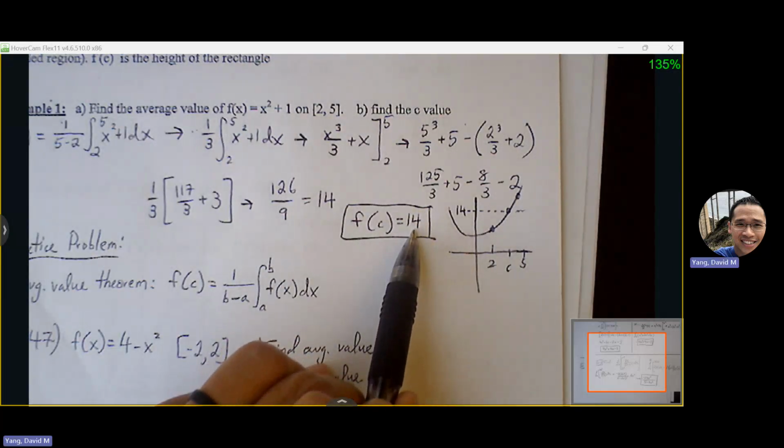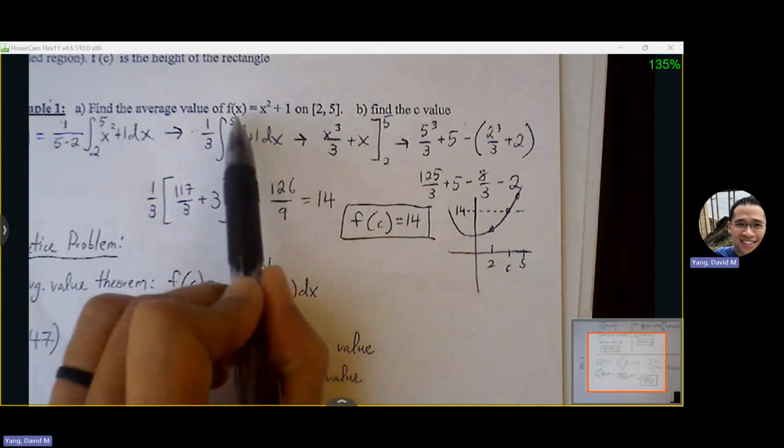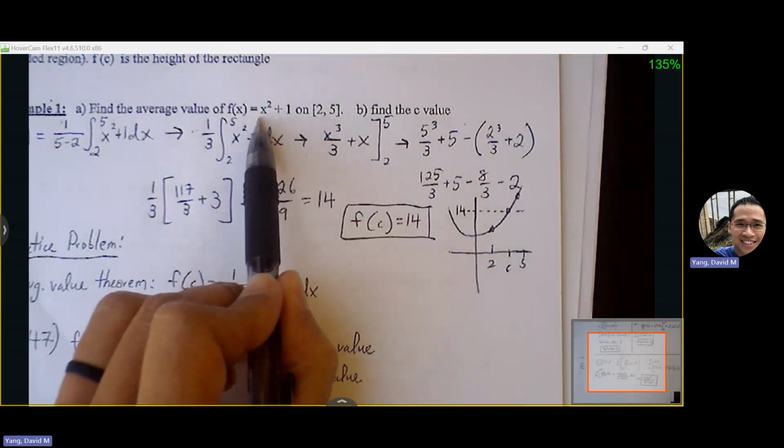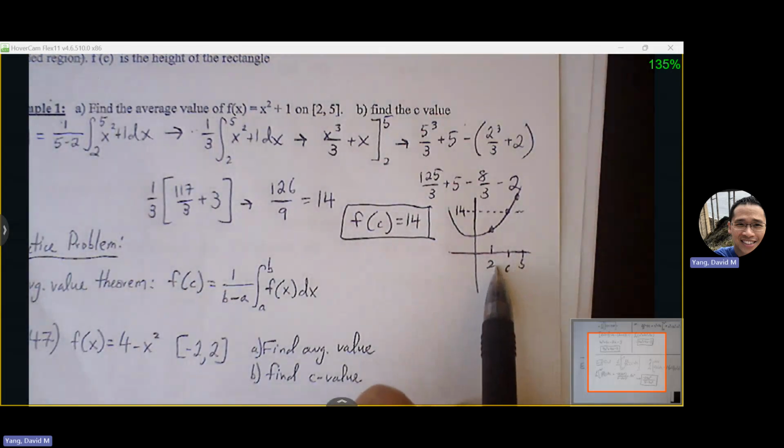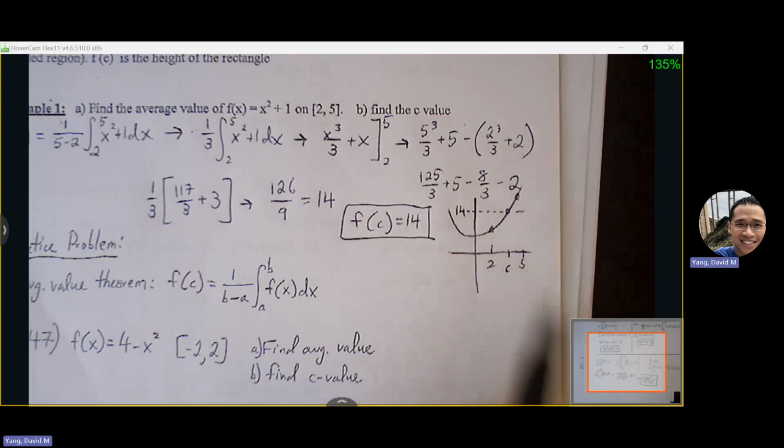Is 14 the x or the y value? Yeah, so 14 will go in for the y. Yep, we're working backwards to solve for x. Now, when we solve for x, where does x have to live? Yeah, between 2 and 5. Good.